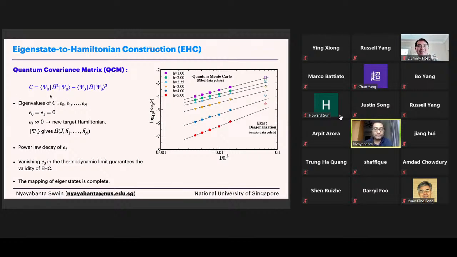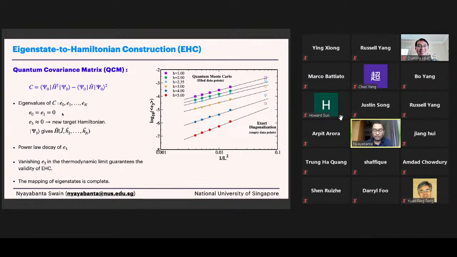Here the quantum covariance matrix looks like this. In that sense, it's a variance of the energy for this Hamiltonian. Now, once we diagonalize it, let's say these are the eigenvalues. Then it has two trivial eigenvalues which are 0. One corresponds to the original Hamiltonian, for which the energy variance is 0, and the other one is the total magnetization.